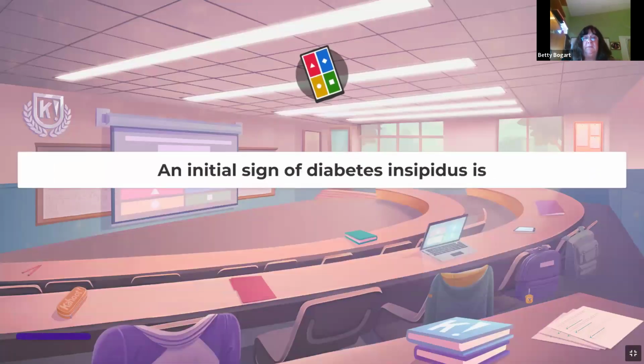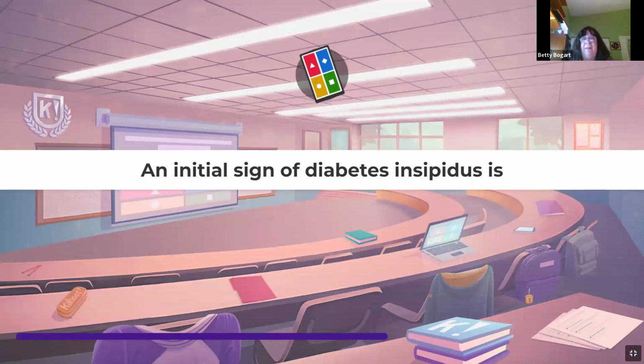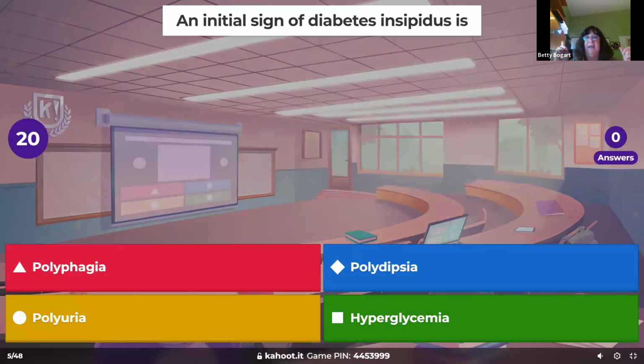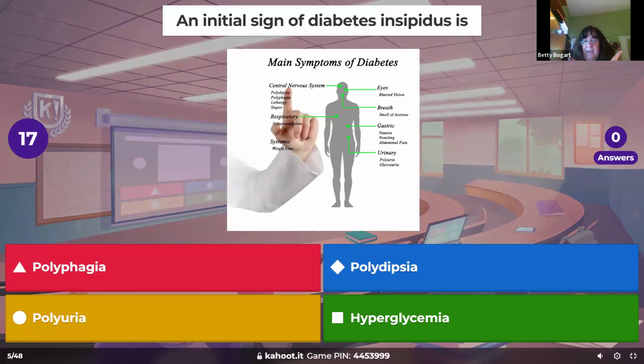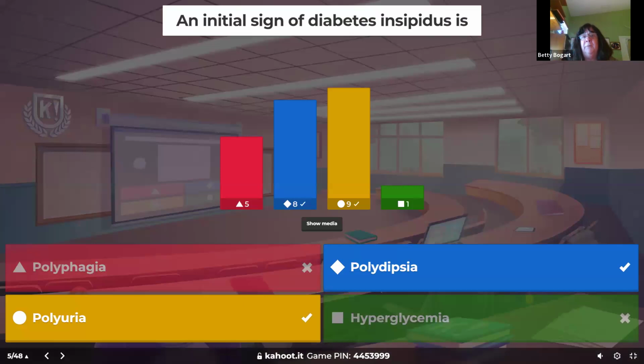A multi. An initial sign of diabetes insipidus. It's the opposite of SIADH, syndrome of inappropriate antidiuretic hormone. Now, diabetes tends to be something that nurses look at and always think that it's sugar. This has nothing to do with blood sugars. It's only about fluid balance. There are two symptoms of diabetes insipidus, and that's drinking too much and urinating too much.